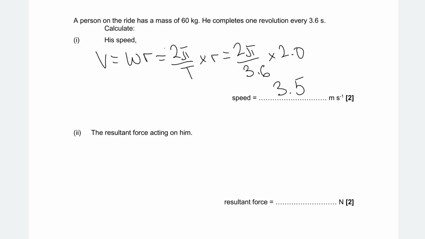To calculate the resultant force, all we need to do is just use mv squared divided by r. The most common error, remember, is to forget to square the v, so we're just going to be quite careful.